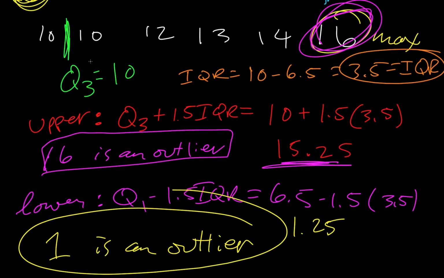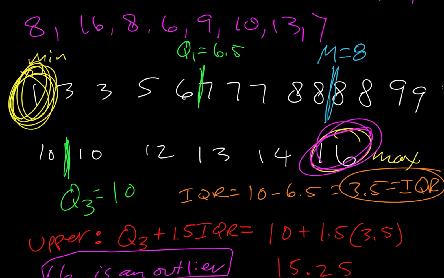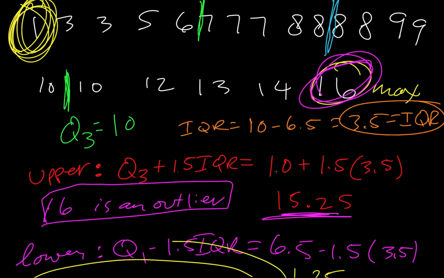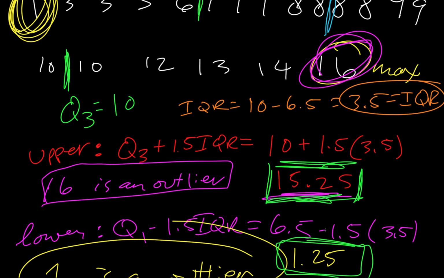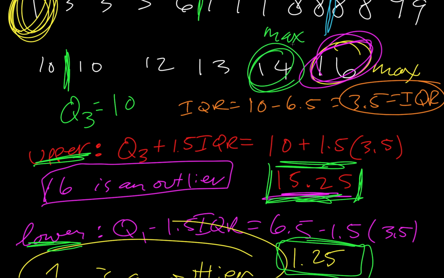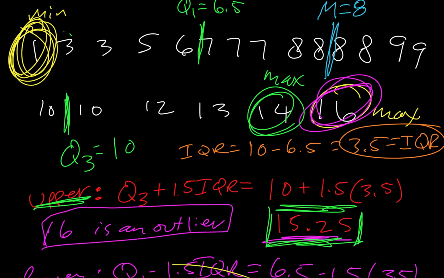So what we're going to do is we actually need to modify our max and our min, because we want the max and the min that fit within this number and this number, so in between our upper and lower boundaries. And so now our actual max is this, and our actual min is this.